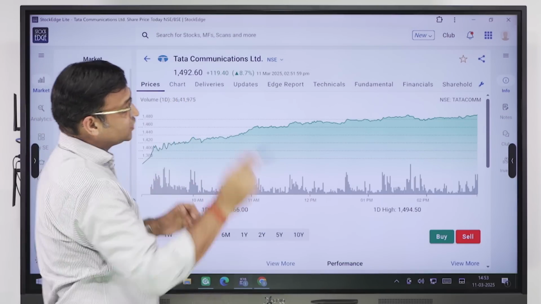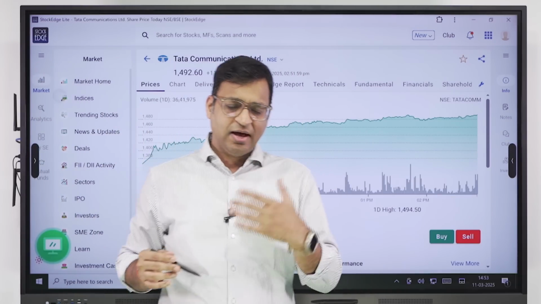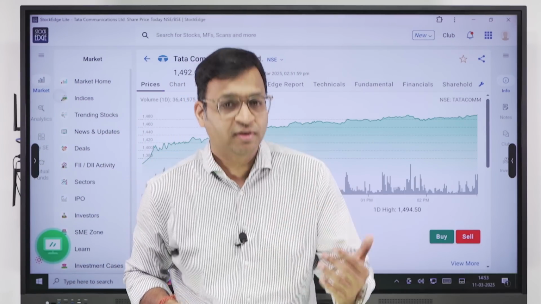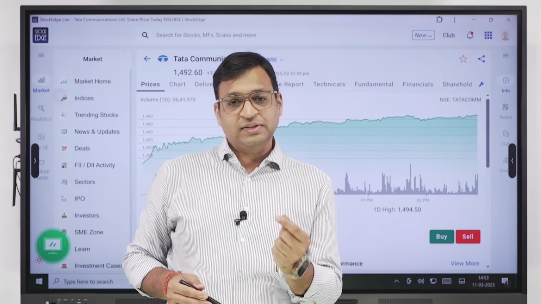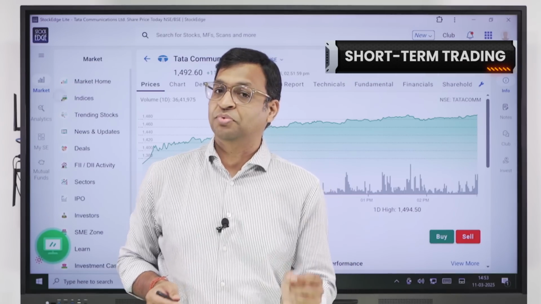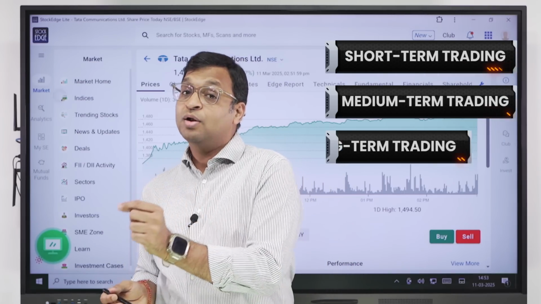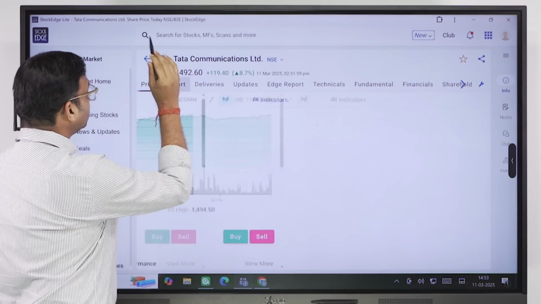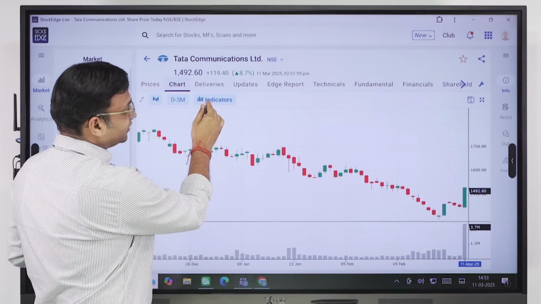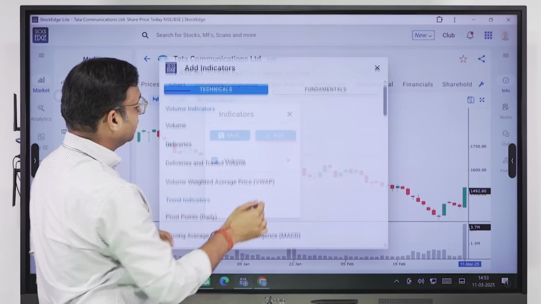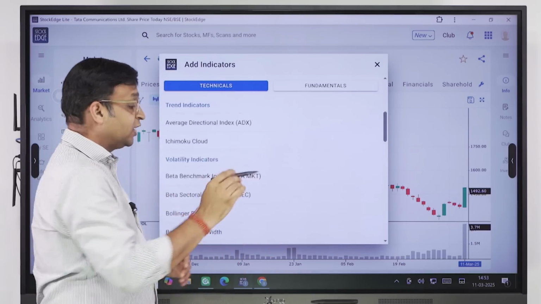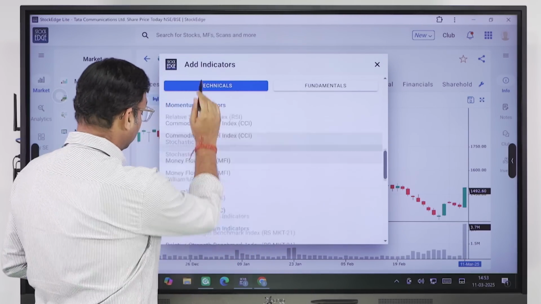Now, looking at this chart, looking at Tata Communication, I may have a feeling that I want to trade this stock, okay? Now we have to understand whether I want to do short-term trading, medium-term trading, or long-term trading, okay? Now let's go to the chart here and let's add simple moving average. The moving average indicator will use the exponential moving average, not the simple moving average.